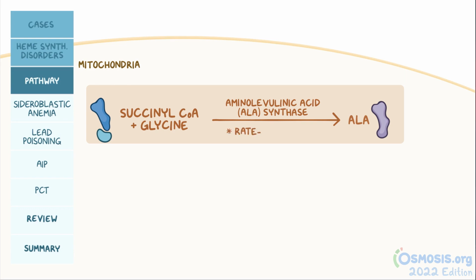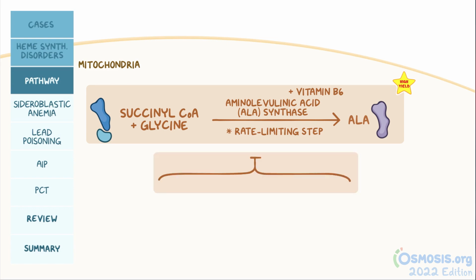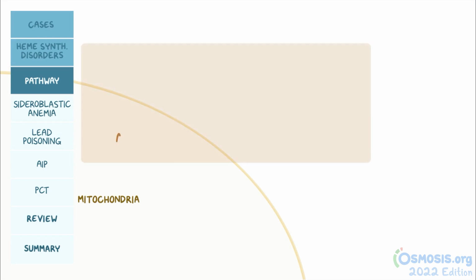Remember that this is the rate-limiting step for heme synthesis, meaning that it's the slowest step in the pathway, and it requires vitamin B6 or pyridoxine as a cofactor. What's also high yield is that this step is stimulated by low levels of heme, while it's inhibited by elevated levels of heme, as well as glucose and hemin, which is an oxidized form of heme that contains ferric iron, or Fe3+ with chloride.